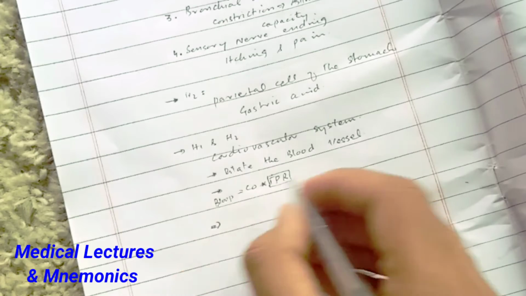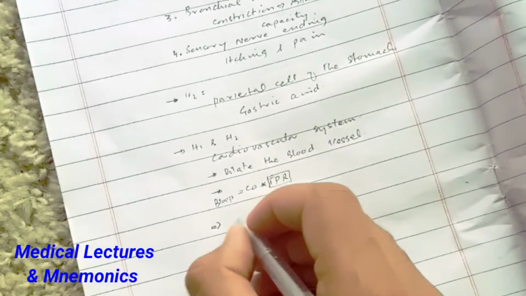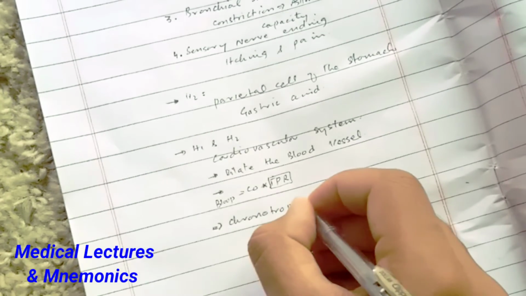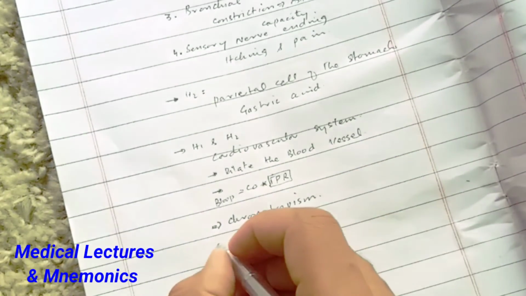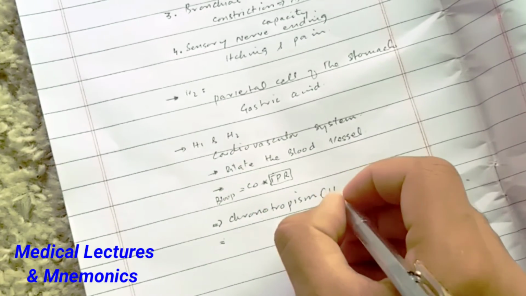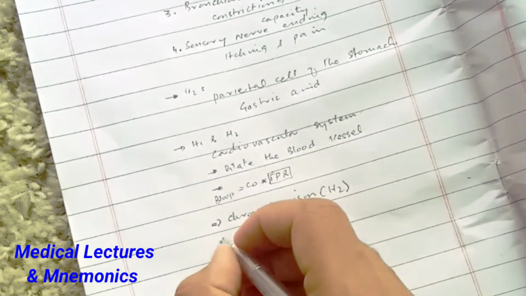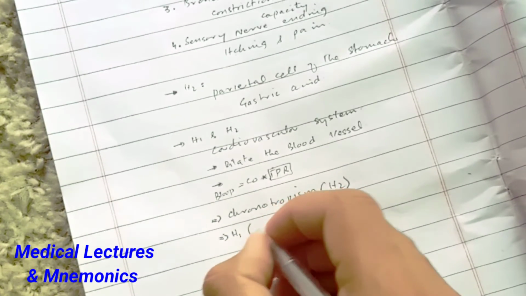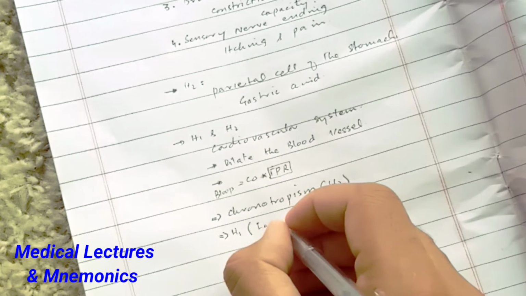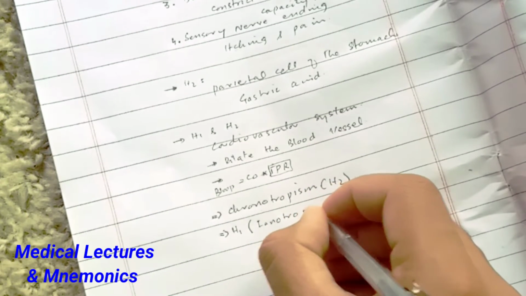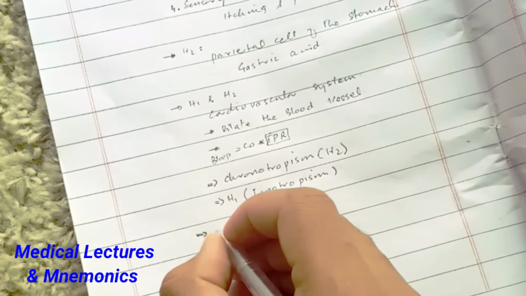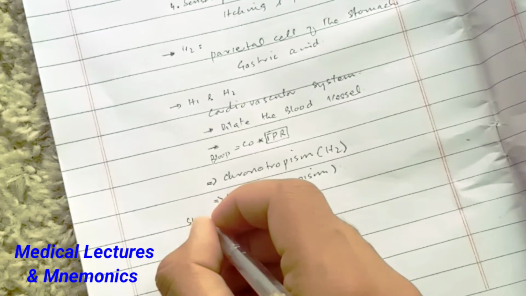And it also produces positive chronotropism, which is the increase in heart rate, and this is an H2 mediated response. The H1 mediated response in the heart will produce positive inotropism. In the skin, it will cause the blood vessels to dilate.